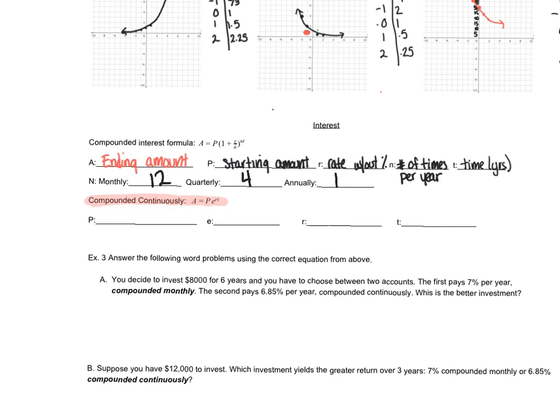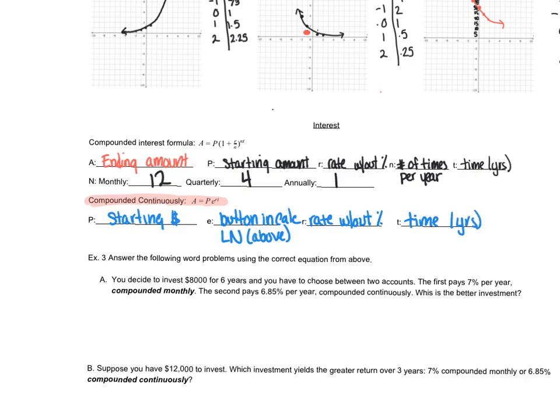Now, compounded continuously, that's a little different. It's going to say it in the instructions. So P is still the starting amount. E is the button in the calculator, and that can be found right above the LN button. Rate is the rate without percent, and time is time in years.